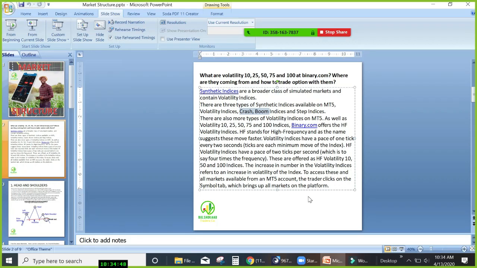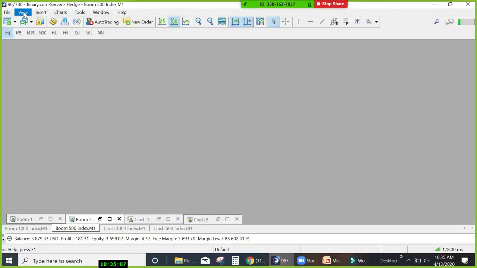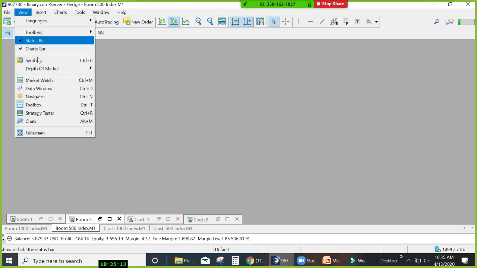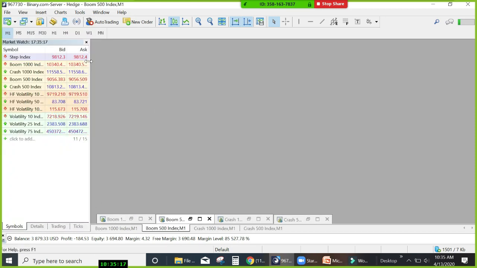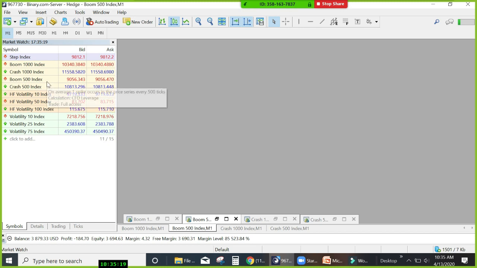the trader clicks on the symbol tab, which brings up all the markets on the platform. When you want to find the market, go on your MT5 or MetaTrader, then go to View, then Market Watch. As you see, you can see all the volatilities which I'm talking about in the market. These are the ones I am now explaining.